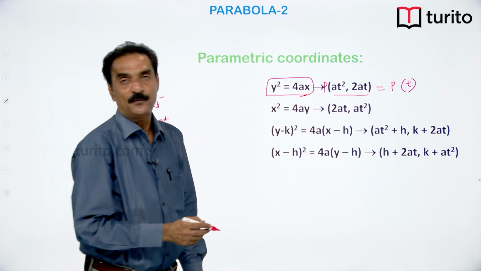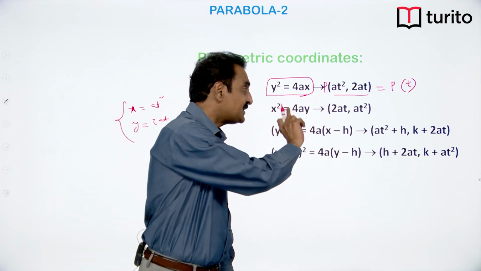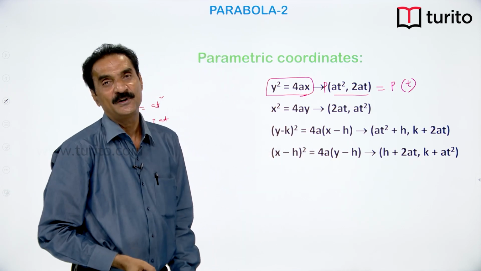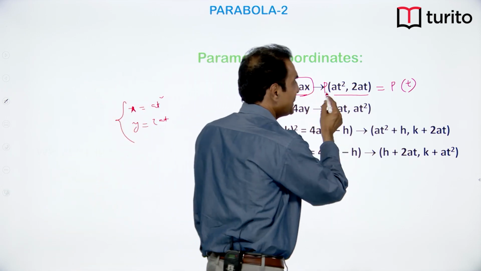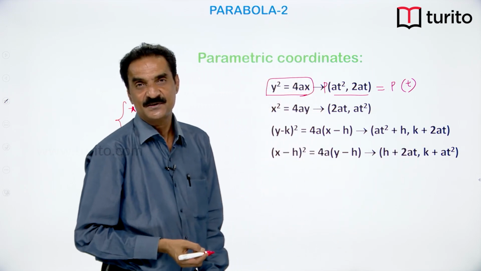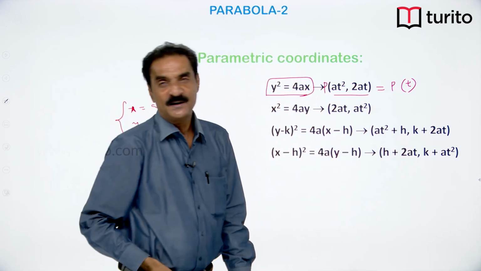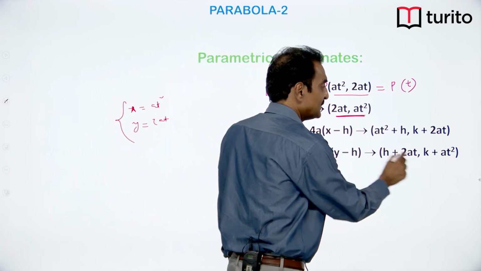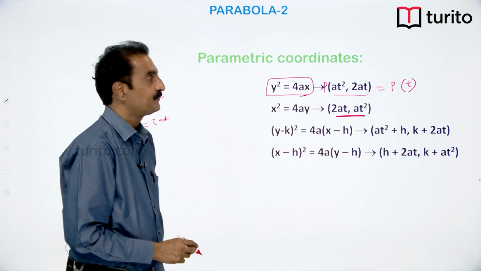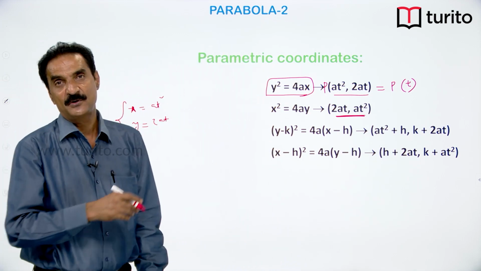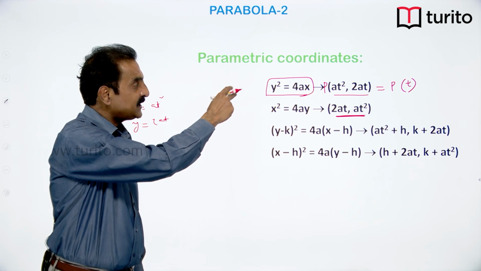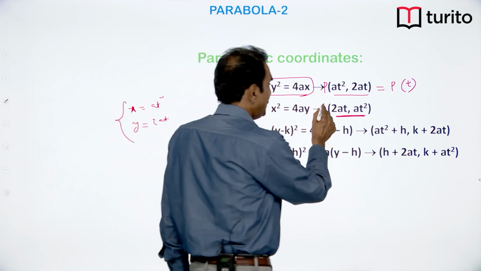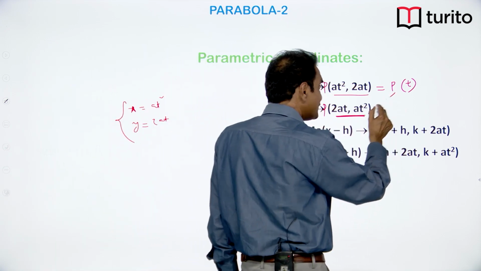Similarly, for x square is equal to 4ay, the parametric coordinates are (2at, a t square). If it is (y minus k) whole square is equal to 4a into (x minus h), then add h and k to the coordinates. These are the parametric equations. Similarly, for (x minus h) whole square is equal to 4a into (y minus k), adding h and k, you will get the parametric coordinates. In further classes, we are going to write the parametric point as P of t. So, if this is P for this parabola, P of t means this point.